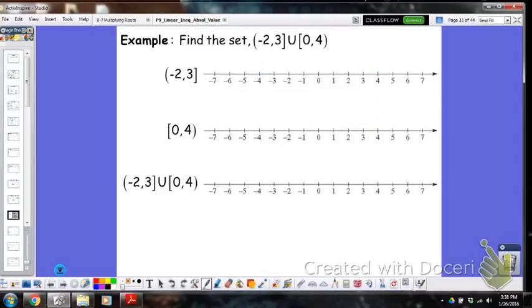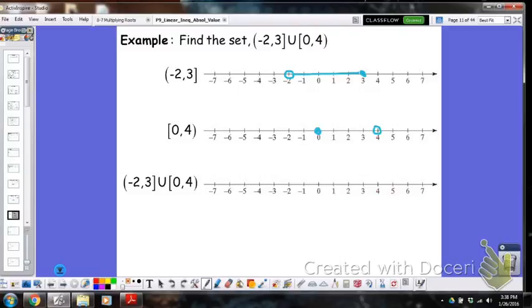So let's go ahead and do one ourselves. We're doing negative 2 to 3, excluding negative 2 and including 3, and the union of that with 0 to 4, including 0, excluding 4. So let's go ahead and graph each interval. I will have an open point at negative 2 and a closed point at 3. So there's our first one. And then for the second one, I'll have a closed point at 0 and an open point at 4.